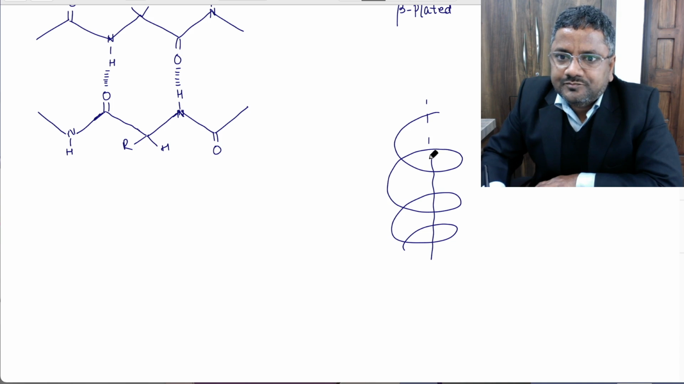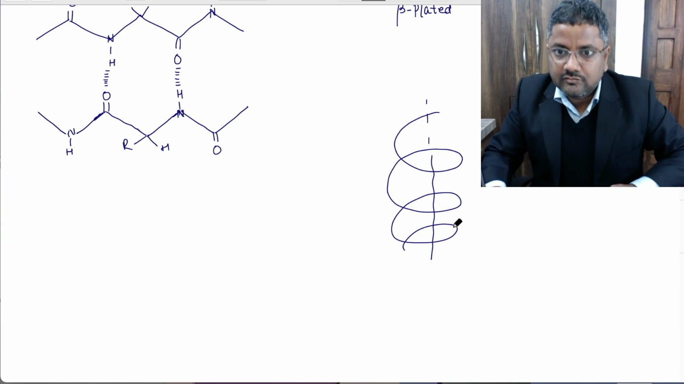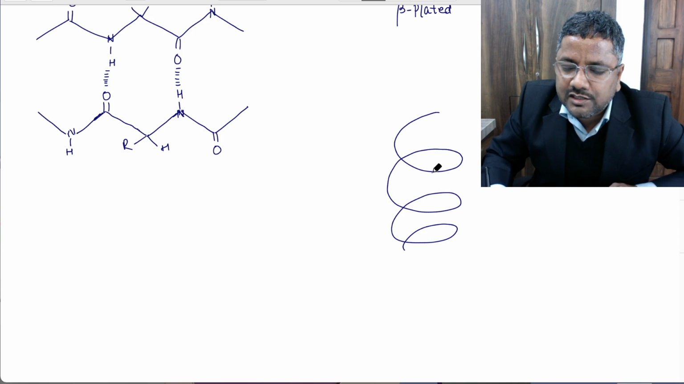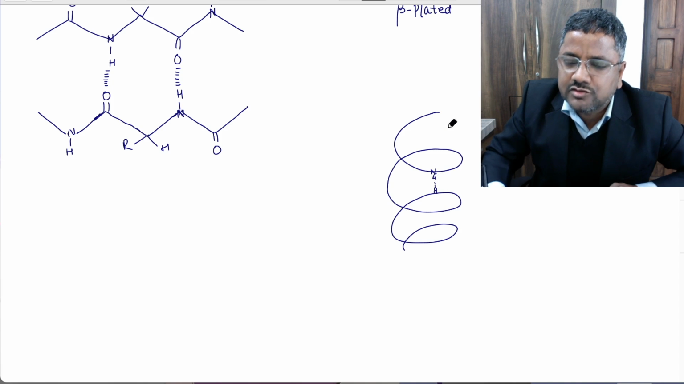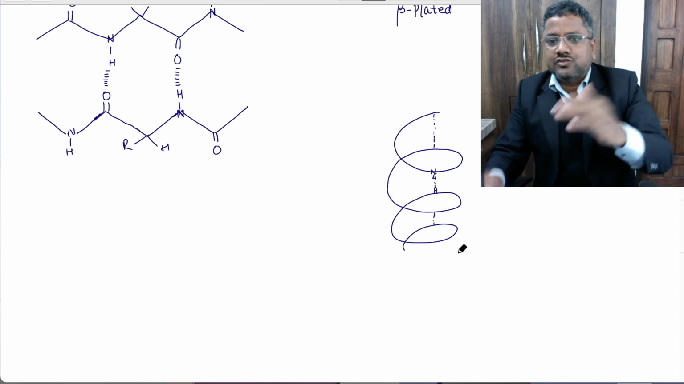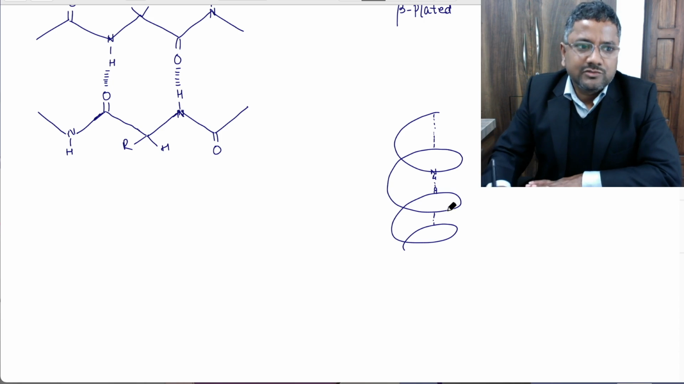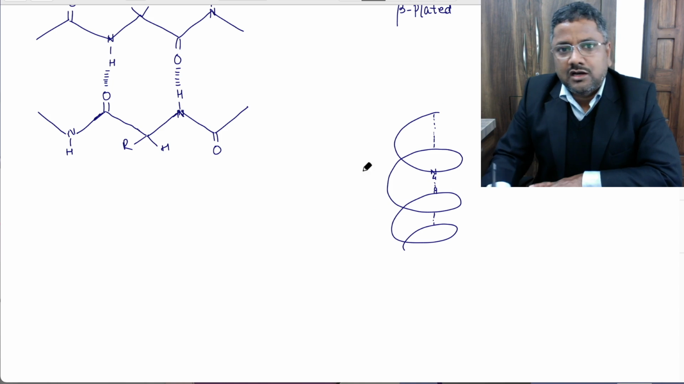So these folds are bonded with hydrogen bonds, C double bond O. There is hydrogen bonding. See here, hydrogen bonding. So the CO and NH groups are folded in such a way that they form the hydrogen bond. So this is the secondary structure of proteins.